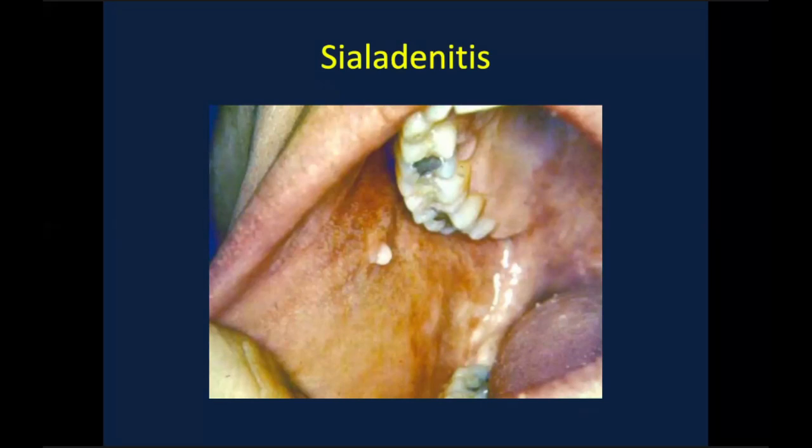So this opening of the parotid gland is seen. You can see a significant amount of pus. That means there is a lot of pus formed inside the gland and inside the duct. So this is what you see in bacterial sialadenitis.